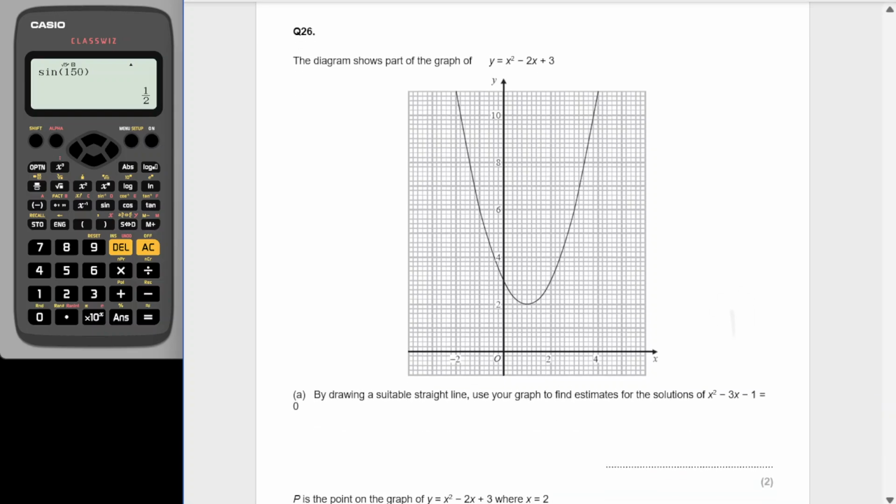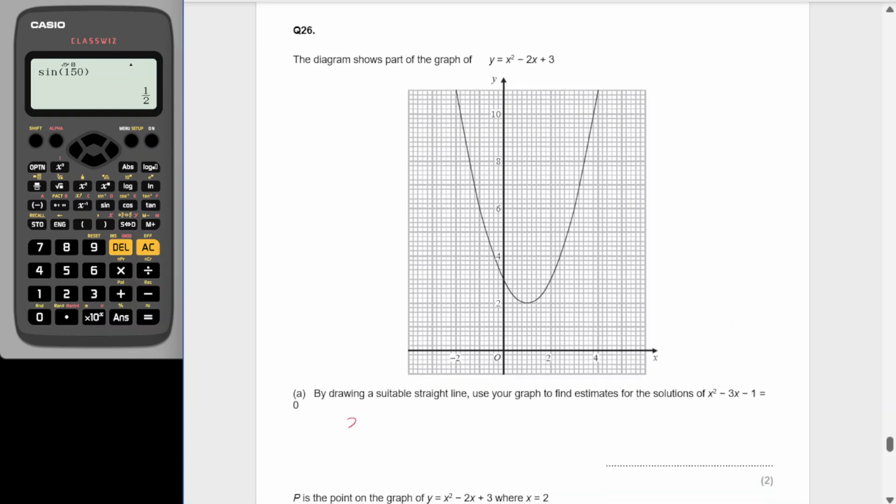Okay, so if I start with this equation, minus 1 is equal to 0, I want to rearrange it to make the same as this. So I want a plus 3 here, so I need to add 4 on both sides. And I want a minus 2x here, so I'd have to add x to both sides. So x squared minus 2x plus 3 is equal to x plus 4.